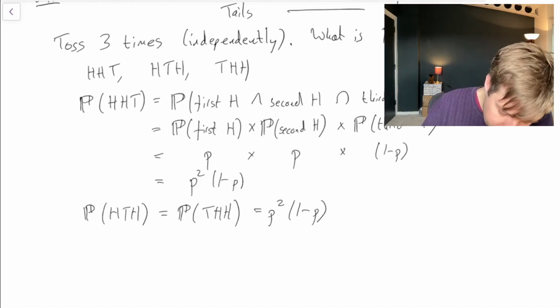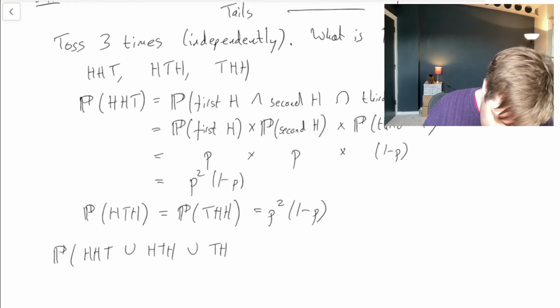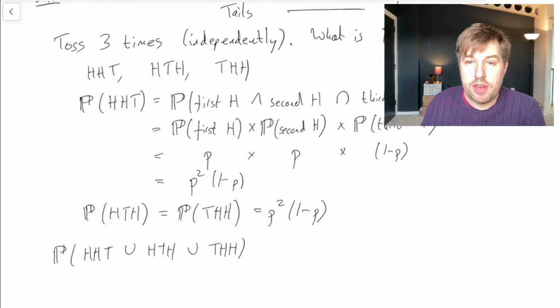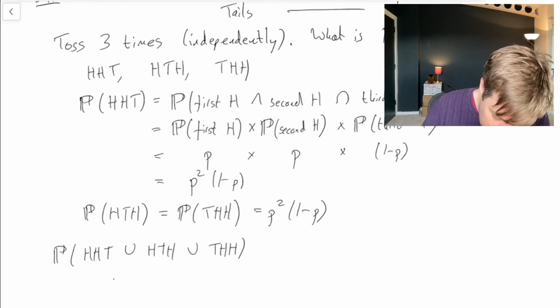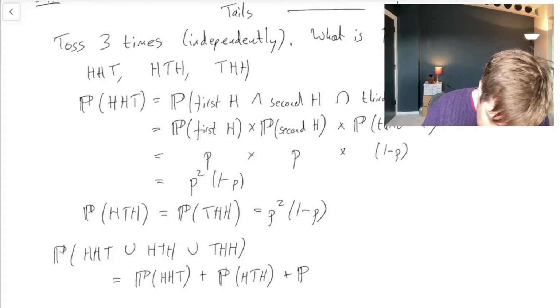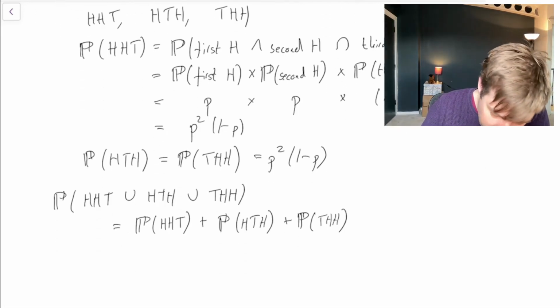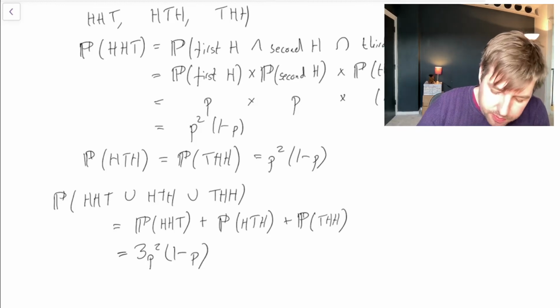And so finally, probability that we get 2 heads is head, head, tail, or head, tail, head, or tail, head, head. And those 3 events are disjoint, so we can add them up. It's probability head, head, tail plus probability head, tail, head plus probability tail, head, head. So that's p squared 1 minus p 3 times. So we get 3p squared 1 minus p.